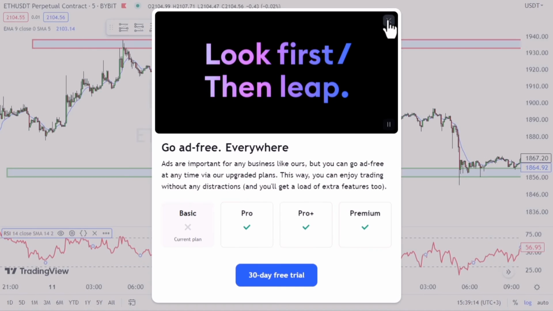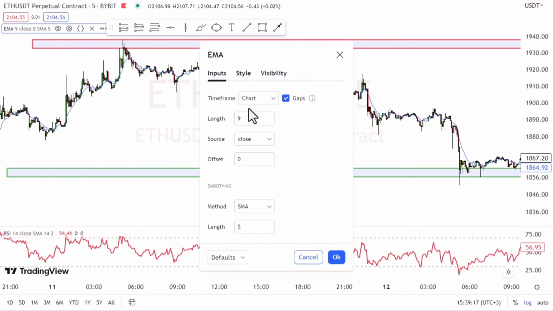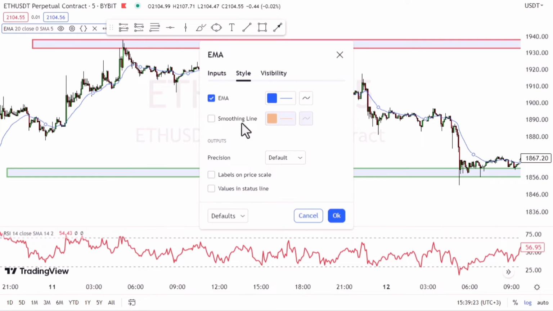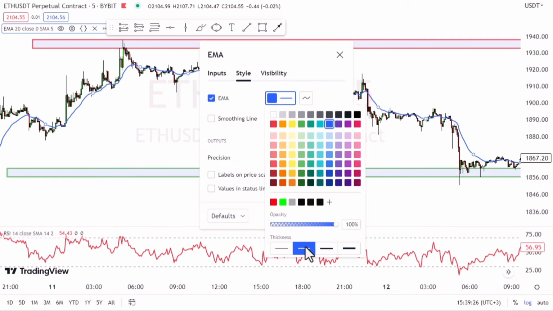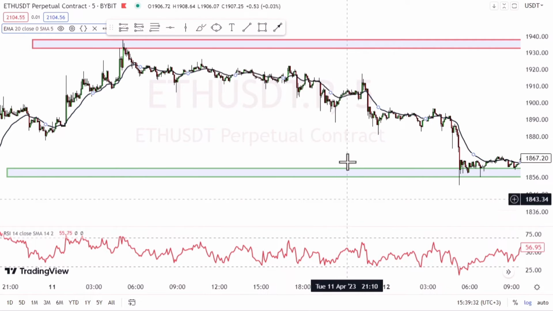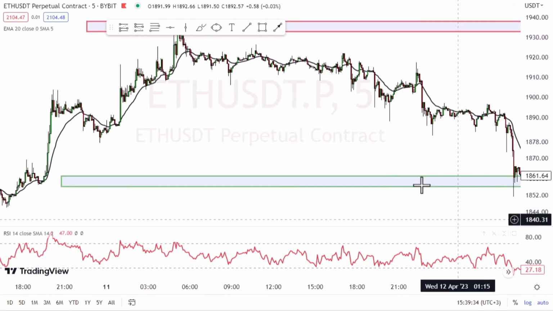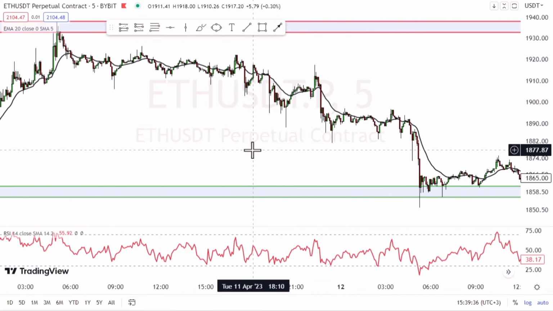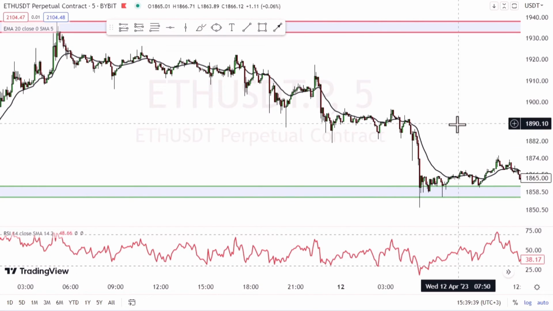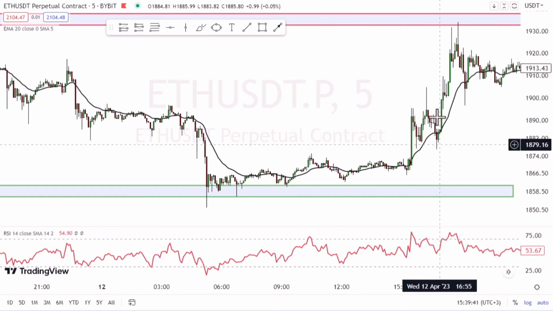Then I go to the settings of the EMA. I put it on 20. I make it a little bit more visible by making it bolder and changing the color to black, just like that. So let's say the price went down to here and I want to enter a trade somewhere around here, this area. So where is the best place to enter?